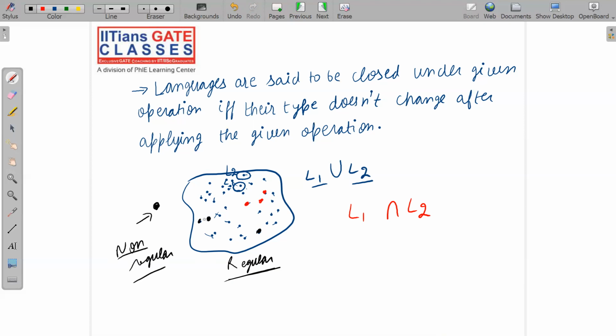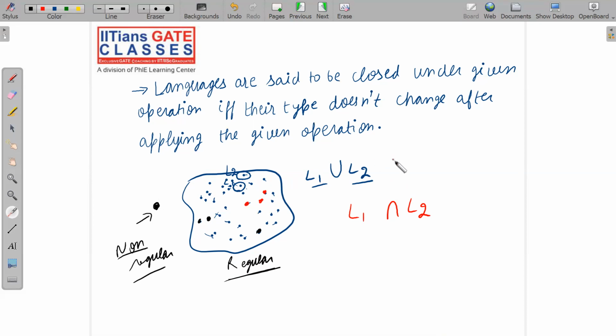So if we are able to find two regular languages, I should say properly, two regular languages whose intersection gives us a language which is outside this set, that means whose intersection is giving us a language which is non-regular, then I will say that regular languages are not closed under the intersection operation. So if you want to prove that a set of languages is not closed, you just need to find two languages and apply that operation. After applying that operation, you should be able to get a language which is outside the set.